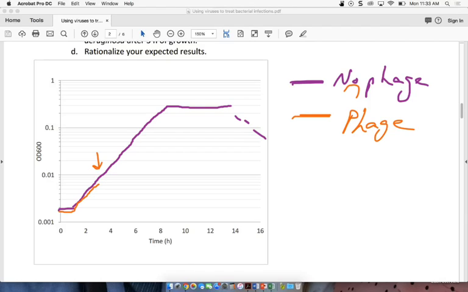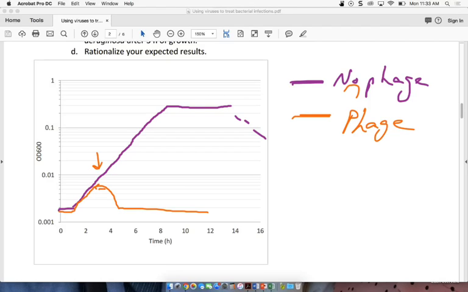There's going to be death. Phage are going to infect those bacterial cells, produce more virus, and ultimately lyse them. And that's going to lead to a decrease in the optical density, a decrease in the amount of bacteria. So we might see something like, zoop, and then just a flat line. That's a good prediction. It's not the only one, but that's a good prediction.